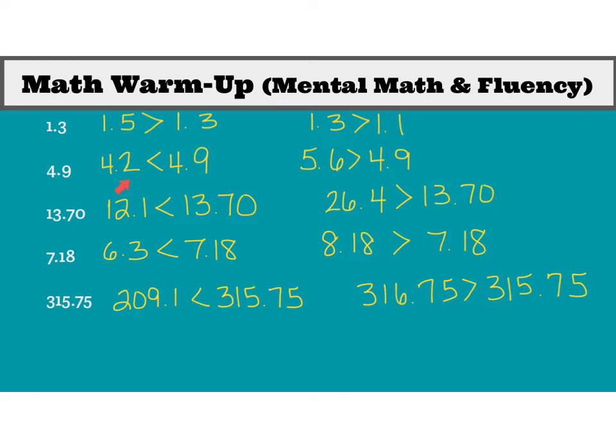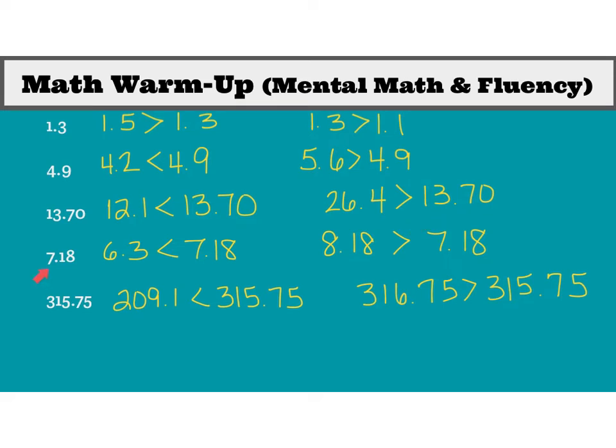4 2/10 is less than 4 9/10. 5 6/10 is greater than 4 9/10. The next one, we have 13 70/100. 12 1/10 is less than 13 70/100. 26 4/10 is greater than 13 70/100.